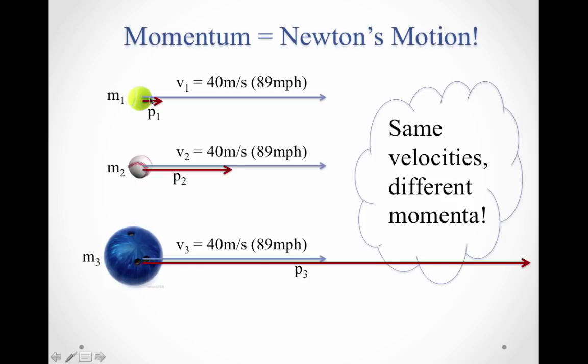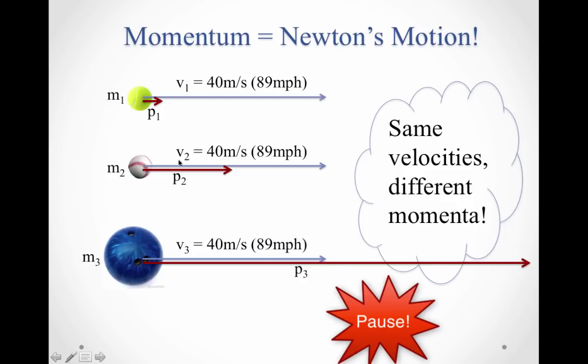So as you can see here, their velocities are all the same in this case, but their momentum is getting greater and greater and greater. Their momenta, that's the plural for momentum, is momenta. So they may have the same speeds, but because they have different masses, they have different momenta. And the more mass for the same speed gives you more momentum.